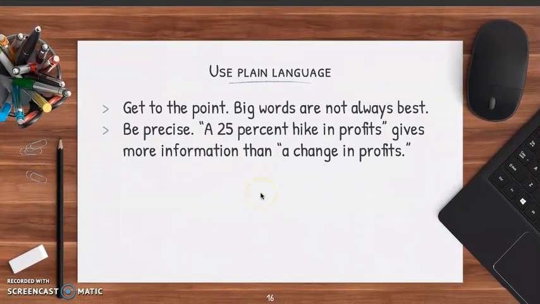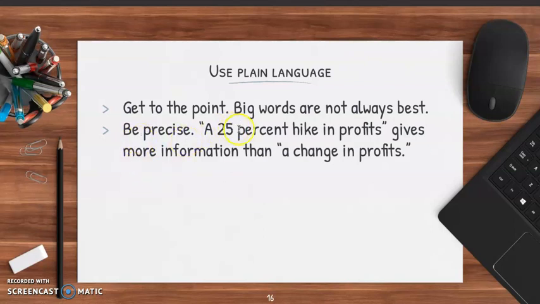That brings us to this last technique, which is just using plain language. So really simply, get to the point. Big words are not always the best. It's easy to kind of fall into that pressure in academic spaces, but in business writing, people are reading these messages really quickly. They're multitasking, they're reading on their phones, their laptops, they get tons of emails a day. So you want to just be really clear, easy to understand.